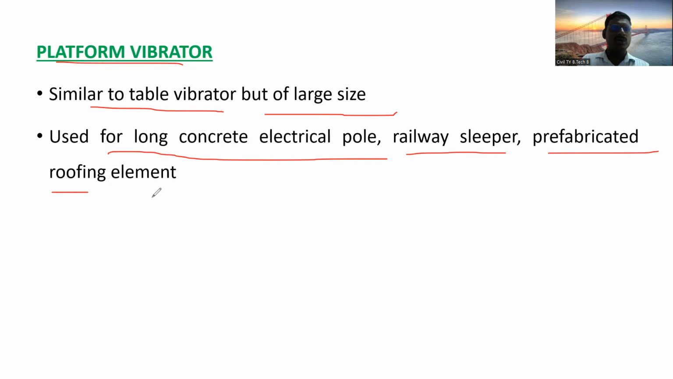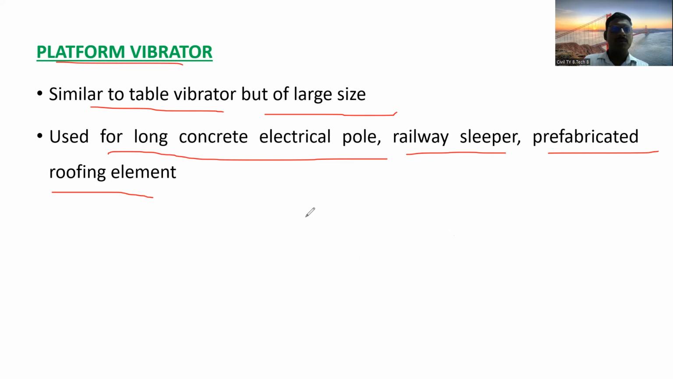Then prefabricated roofing elements. So for roofing elements, some use AC sheets. Have you seen AC sheet? Asbestos cement. That is, we make a sheet out of cement, asbestos cement. So that asbestos cement sheet also we can vibrate. The mold is there, and we can place that mold on this particular platform. If we place the concrete and vibrate, then the air voids get removed and the concrete will set properly or compact properly.